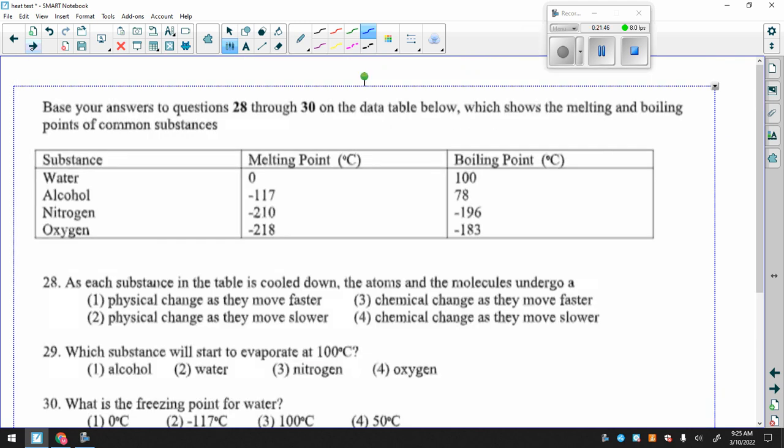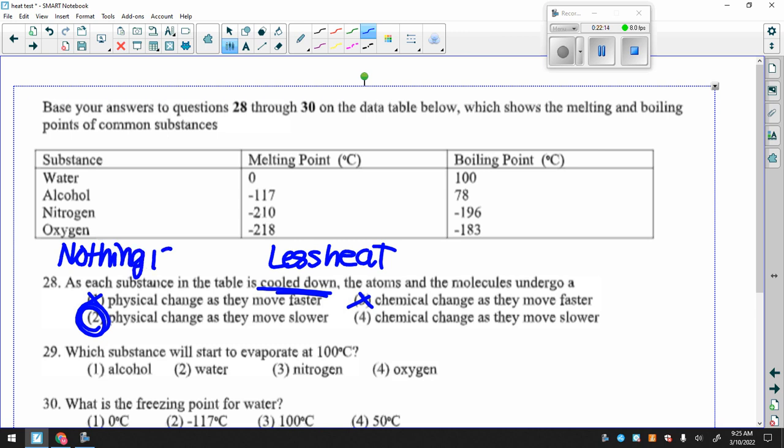All right. Number 28. Each substance is cooled down. What does that mean? Less heat. If there's less heat, the molecules are going to move slower. So we know we can cross this one out. And we're going to cross this one out. Is it a chemical change or a physical change? Did we get something new? No. So it has to be physical change. Nothing is new. It's just less heat. Molecules slow down. You write the blue for your Y.